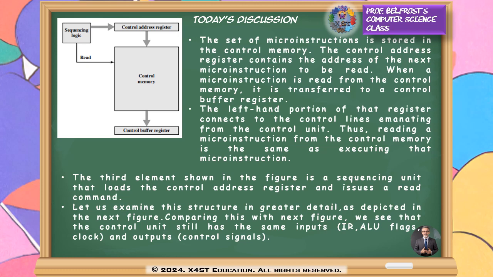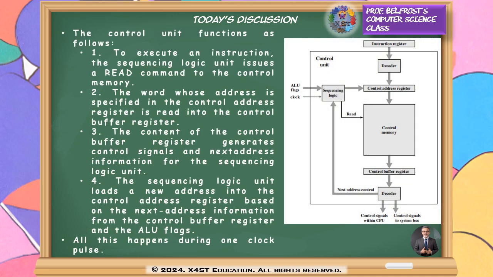Comparing this with the next figure, you can see that the control unit still has the same inputs and outputs. The next figure indicates the control unit function, which we will describe further. First is to execute an instruction. The sequencing logic unit uses a read command to the control memory. The word whose address is specified in the control address register is read into the control buffer register. Next, the content of the control buffer register generates control signals and next address information for the sequencing logic unit. Please follow me by following the diagram shown.